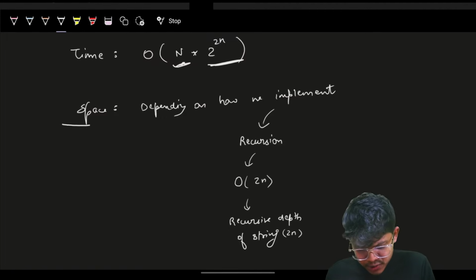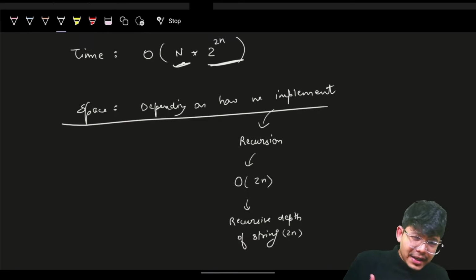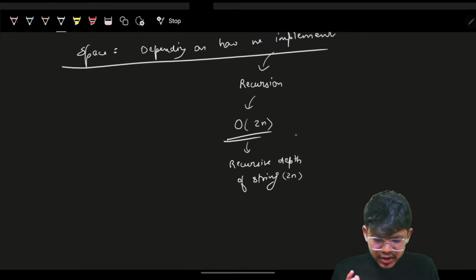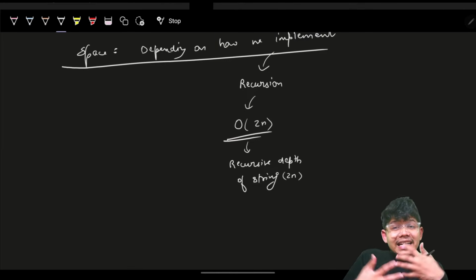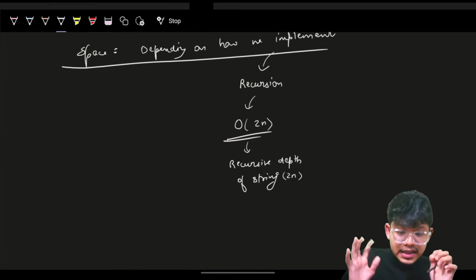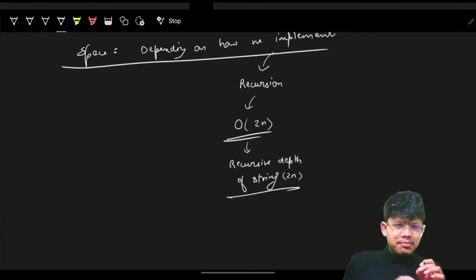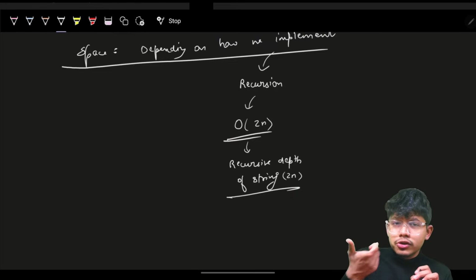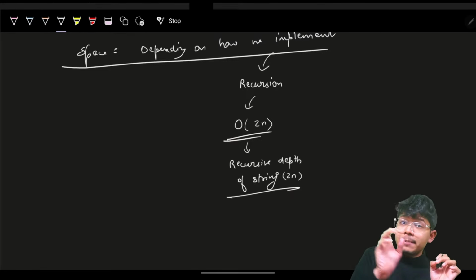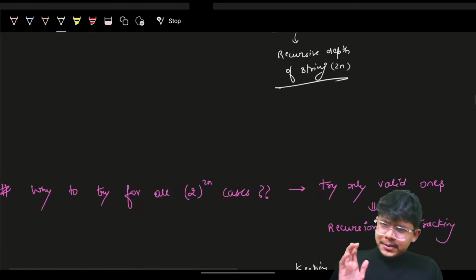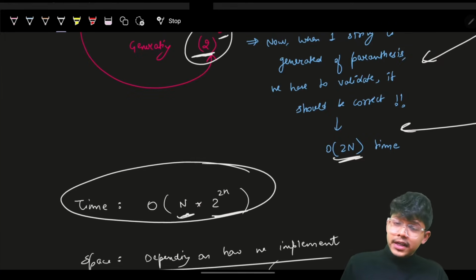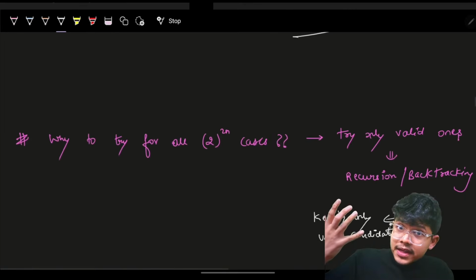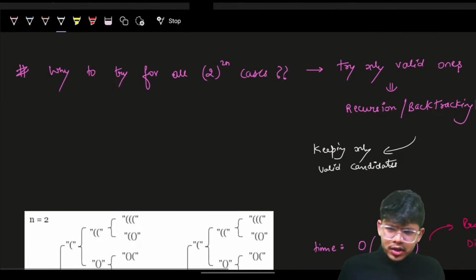And the space will depend upon how we implement it, but mostly it will be the recursion depth and also the string space it might take, depending upon how we implement it. But is it the best optimal way, to generate all the possible parentheses and then check them? Maybe not.